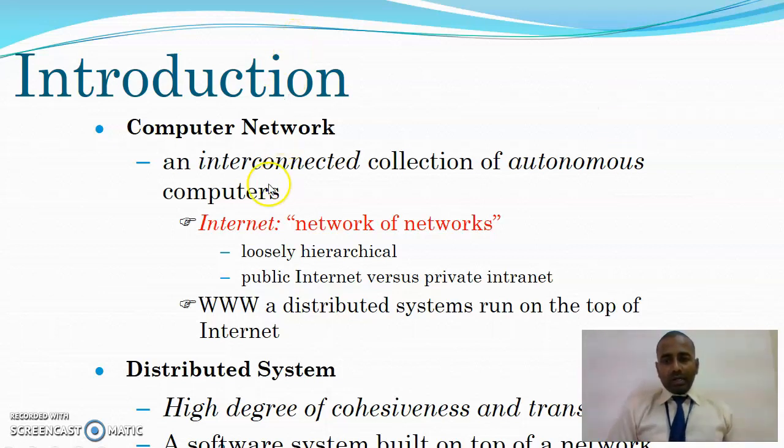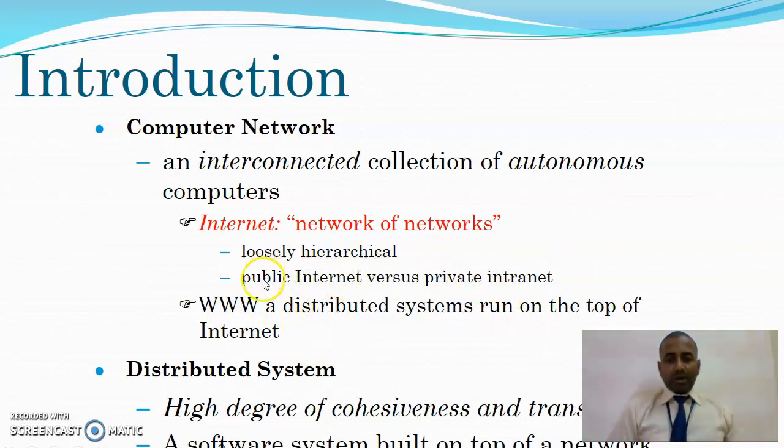So here a computer network is called an interconnected collection of autonomous computers. Okay, so for example, the internet, right? The internet is called a network of networks, globally connected. Once we use the internet, we can easily share and retrieve information all over the world.